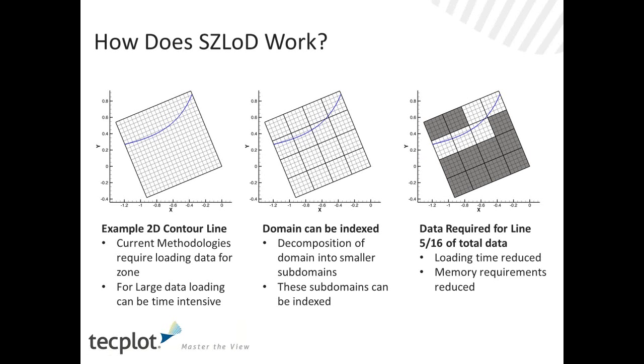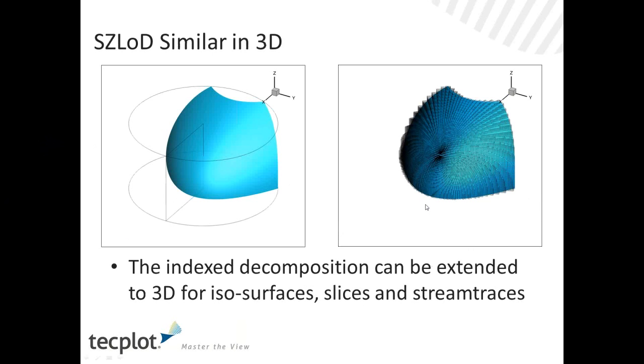Significantly sublinear, because as the data size increases, if the number of subzones you load is a smaller and smaller percentage of the total, then we can overcome that gap, the increasing gap over time. So, of course, this 2D example could be extended into 3D. So again, the index decomposition can be extended, and this is an example.